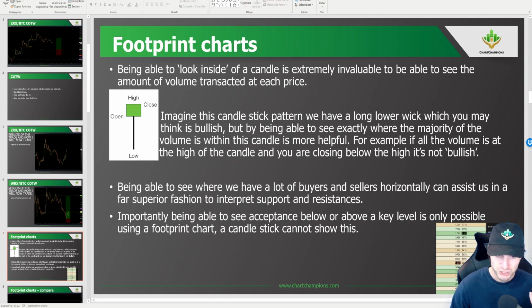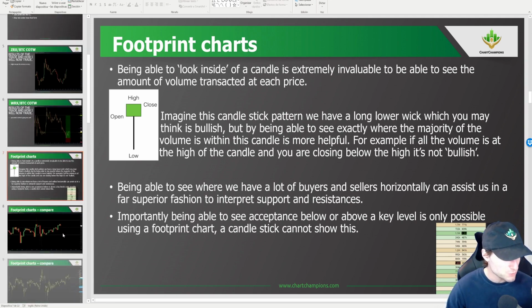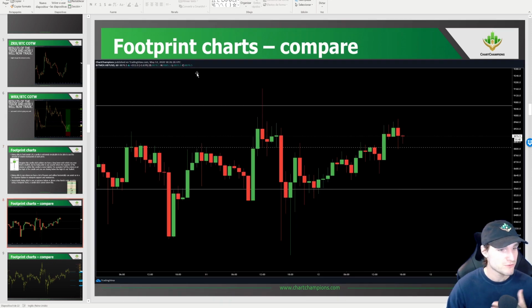So where the footprint chart comes into this, well, this is what I'm going to be going over now. I'm just going to take another drink really quick.